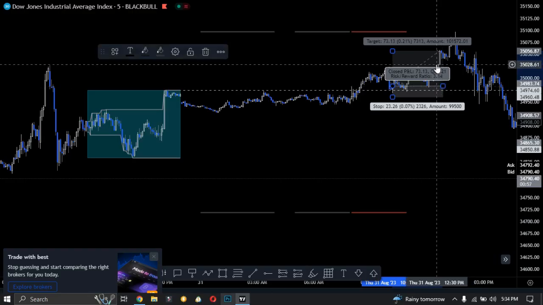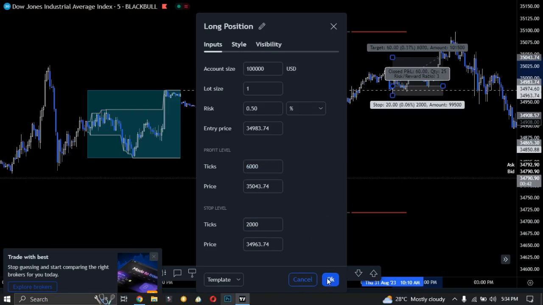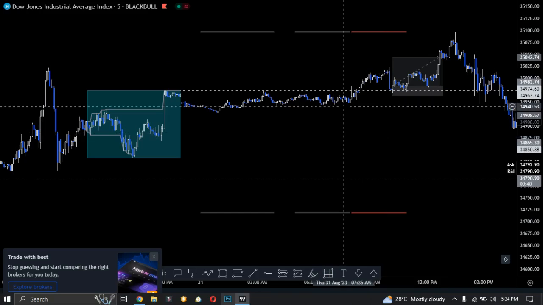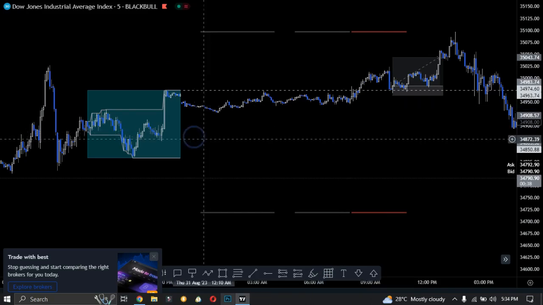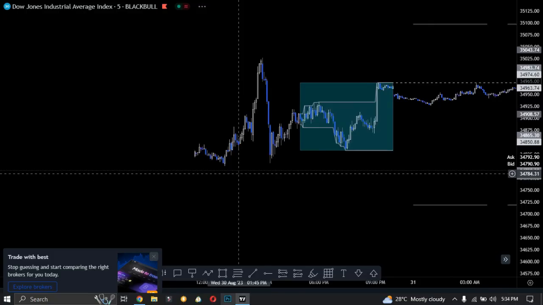Another thing you can do, if you want to be very rigid on how you put your trades, you can always do 20 pips of stop. So that will be 2,000 in here, and then target always 6,000. This is another option that you can go for. So we're going to just set this up as a template, and let's see how well this works out. 20 pips stop loss, 60 pips TP. So second trade with a winner.